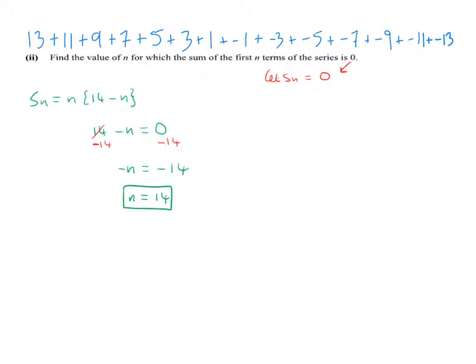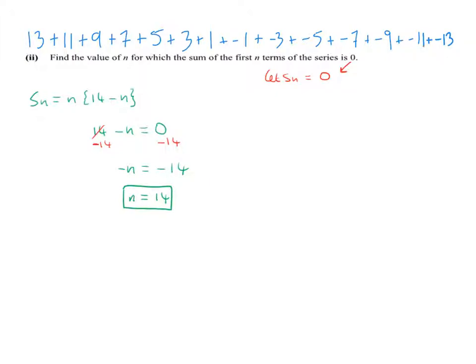So let's see, how many terms actually was that? Because we're looking for the value of n, which means we're looking for the number of terms. So how many terms in our series, because we're adding them, did we have to add together till we got an answer of 0? So that's term 1, term 2, term 3, term 4, term 5, term 6, term 7, term 8, term 9, term 10, term 11, term 12, term 13, and term 14. So we had to add together 14 terms to get an answer of 0.